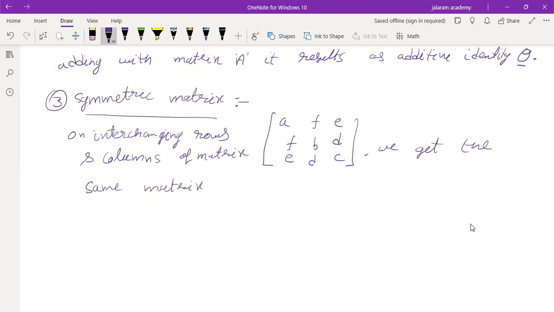Means if first column A, F, E becomes first row, it is still A, F, E. Second row is F, B, D. Second column is F, B, D. Okay. Third row is E, D, C. Third column is E, D, C. So this matrix is symmetric matrix. If on interchanging rows and columns of matrix, we get the same matrix, the matrix is called what? Symmetric matrix.